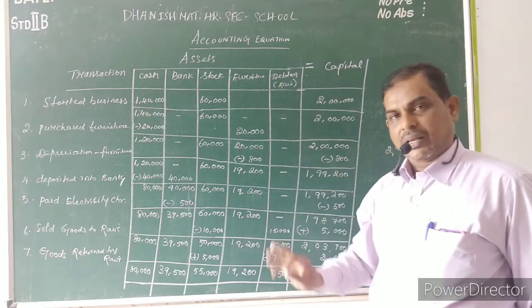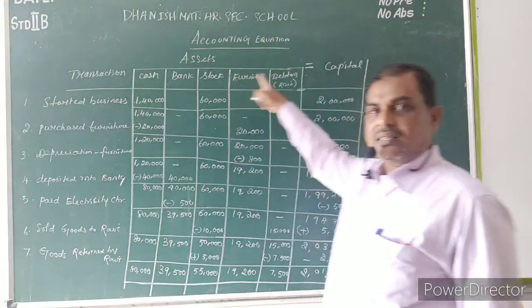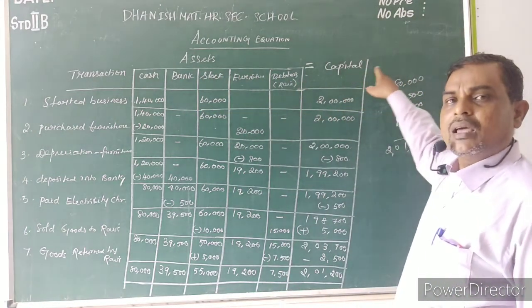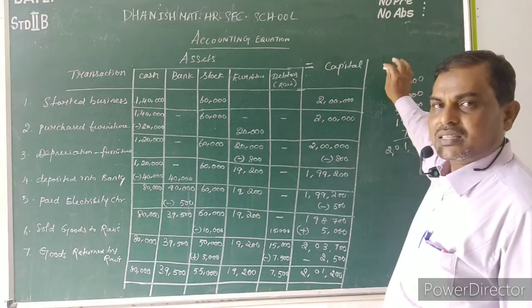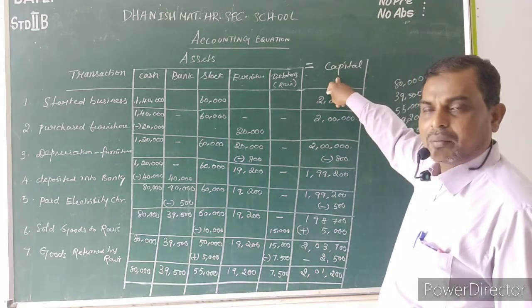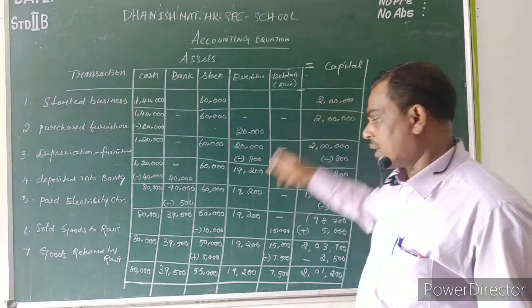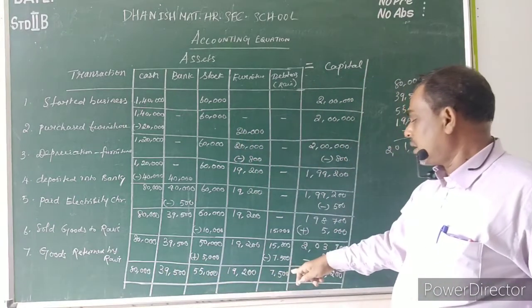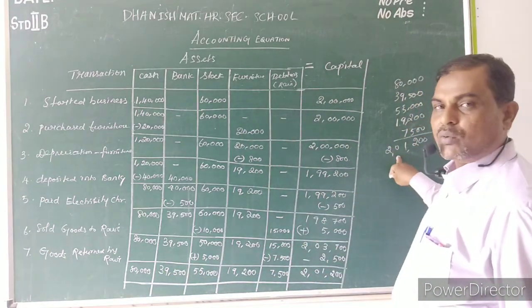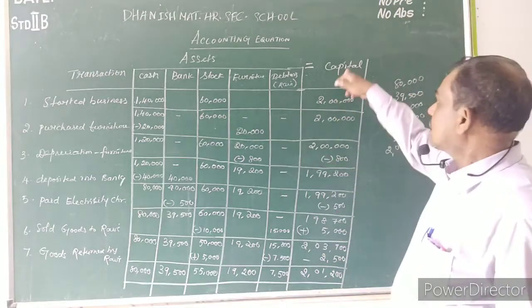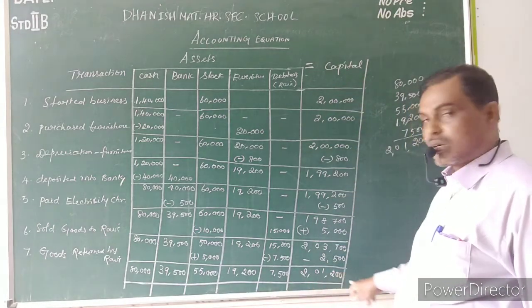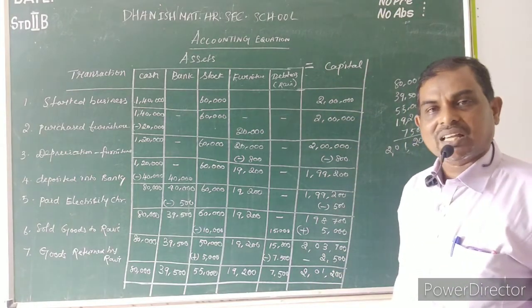So our answer is correct because assets is equal to capital plus liabilities. In this sum, there are no liabilities, only capital is liability. So assets is equal to capital. All these items I added, the total is 2,01,200. The same is equal to liabilities capital 2,01,200. Our accounting equation is correct.